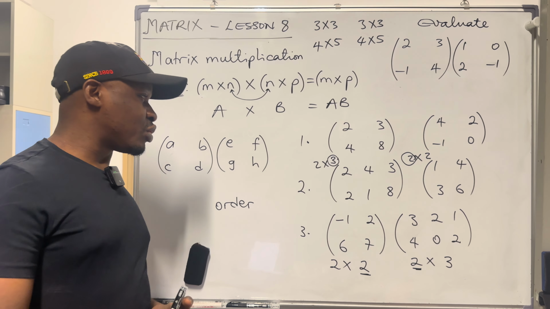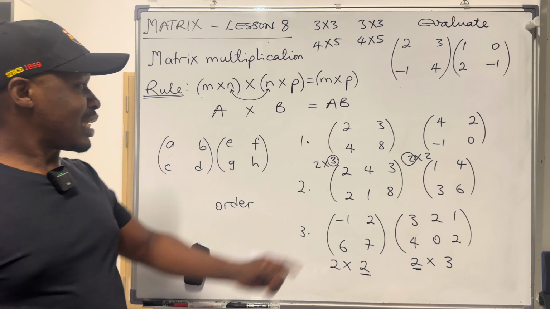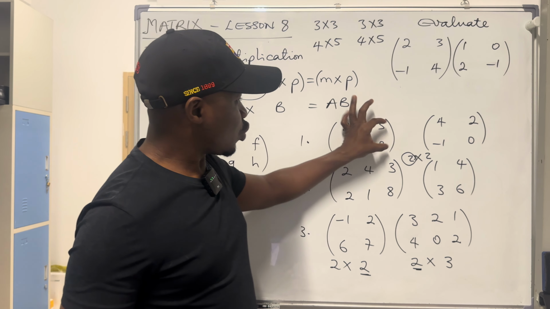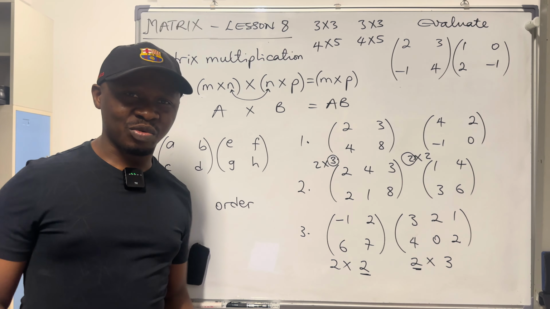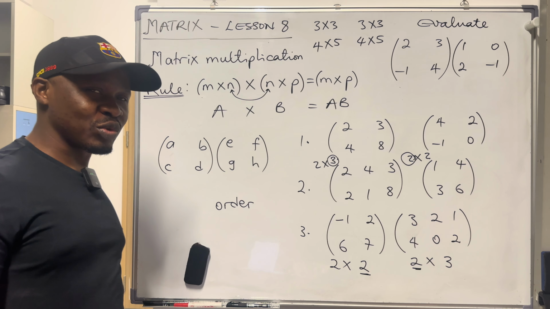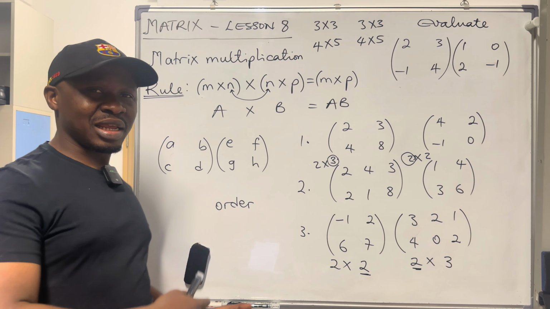And the one you don't need to struggle to understand is if they are of the same order. 2 by 2, 2 by 2. So if they are of the same order, of course, they will always be multiplied. 2 by 2, 2 by 2. 3 by 3, 3 by 3.